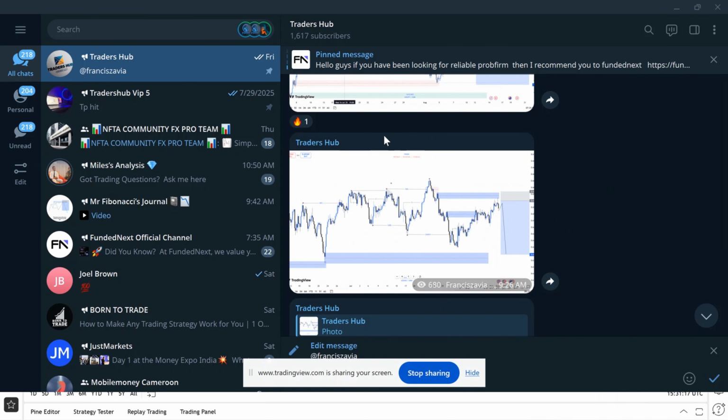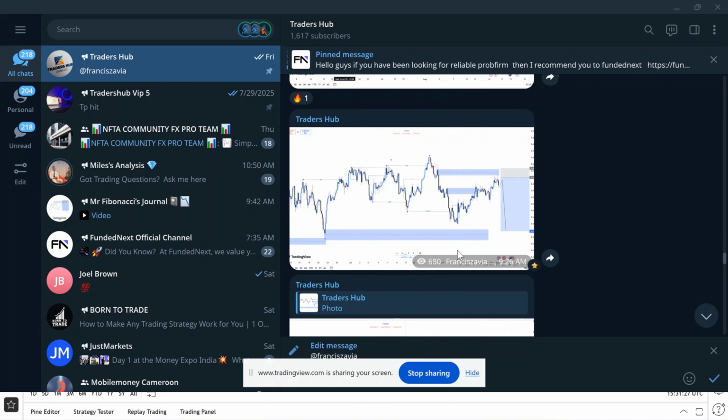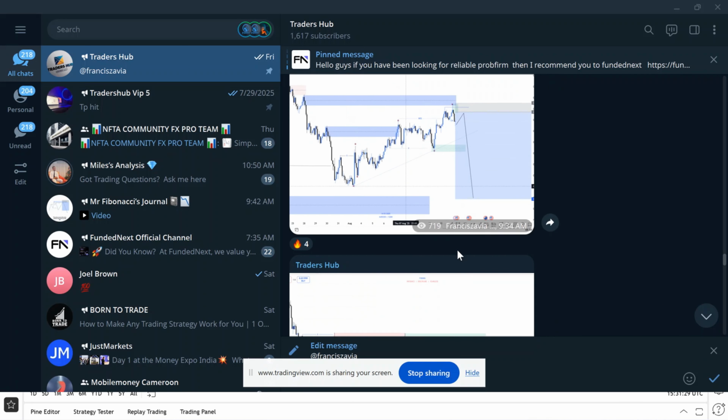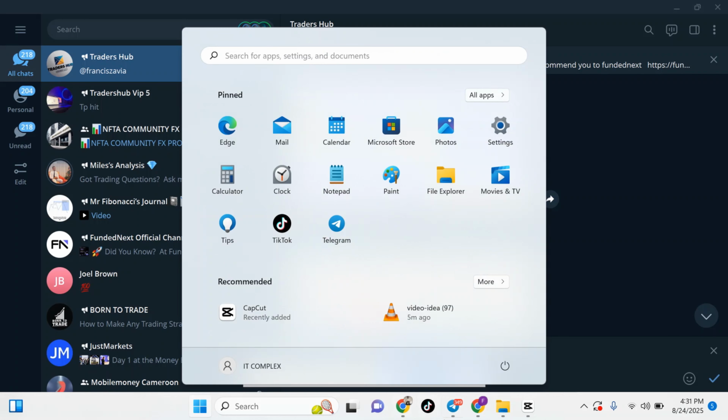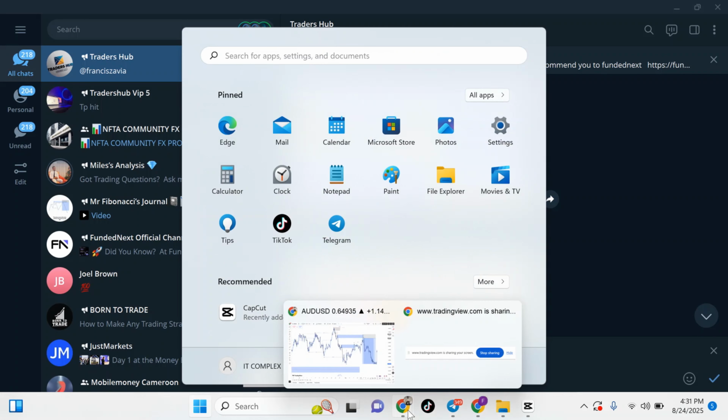So you can see that this trade was sent at that time, right? 9:20 something p.m. So if you go to the Telegram group, you will see the date the trade was sent, and you can also see the results of the trade. So that is it, and let's go to the next trade which we took.